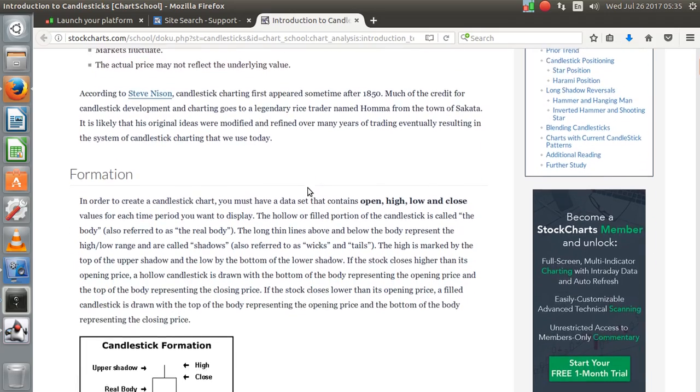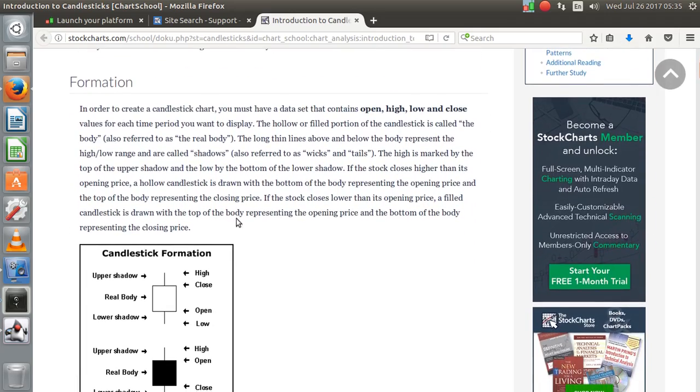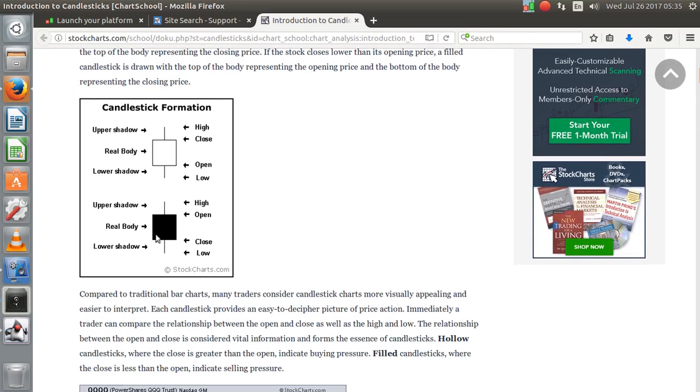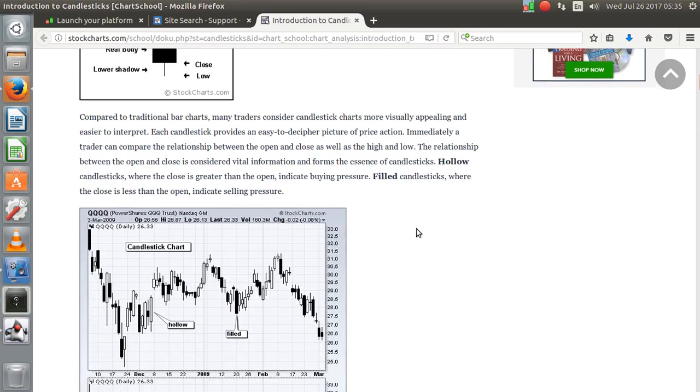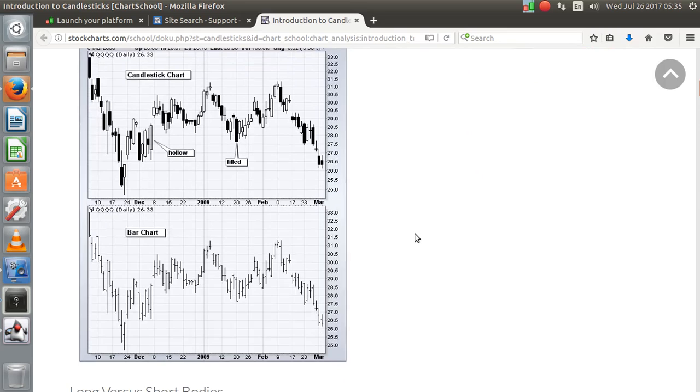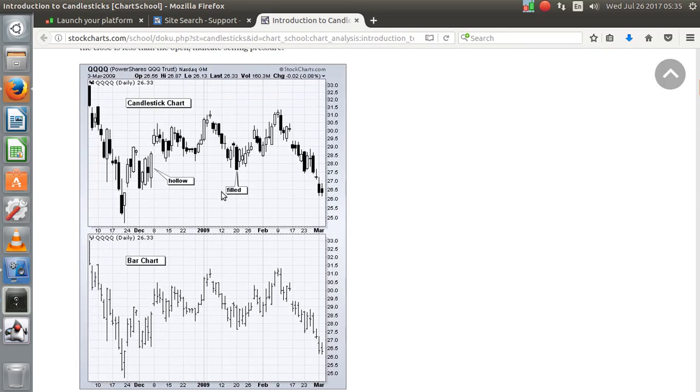You can see here the formation, how it's constructed, and here's a comparison between candles and the traditional bar chart. As you can see, candles are a lot more intuitive. You can see signals. They really are very good early warning devices of trend reversals that could happen. They are fantastic early warning signals.